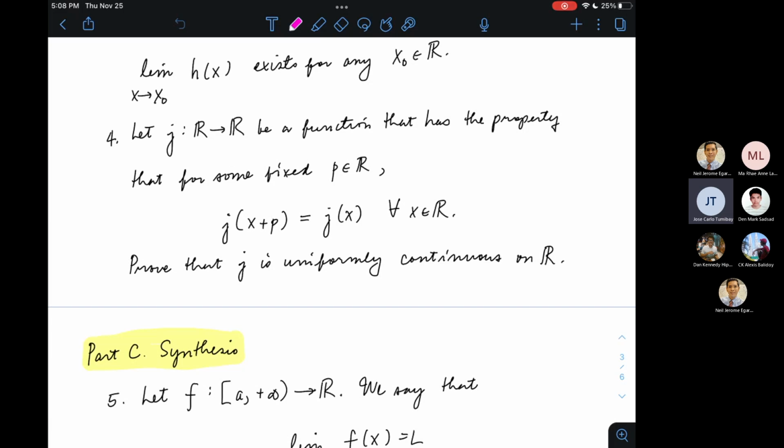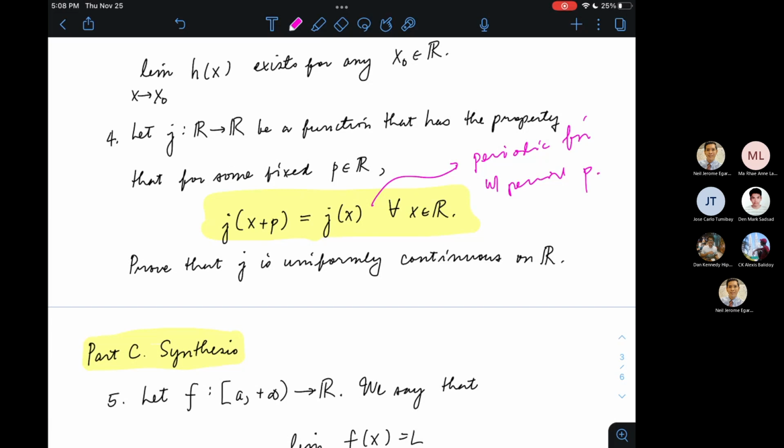Now, this function, alam nyo ba yung technical term para dito? Para sa mga function J that satisfies this. Periodic function. That's correct. So this is an example of a periodic function with period P. Okay. So, yeah, example ng mga functions na to ay sine, cosine, tangent, yung mga trigonometric functions. So, example sila ng mga periodic functions. And dahil periodic sila, uniformly continuous yung sine, cosine, tangent, and cotangent.